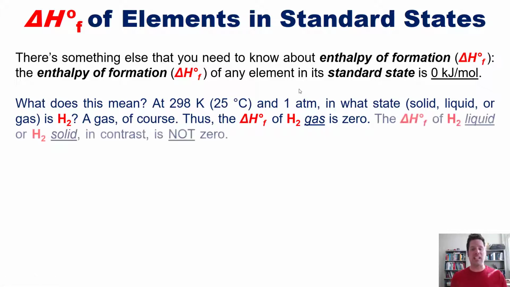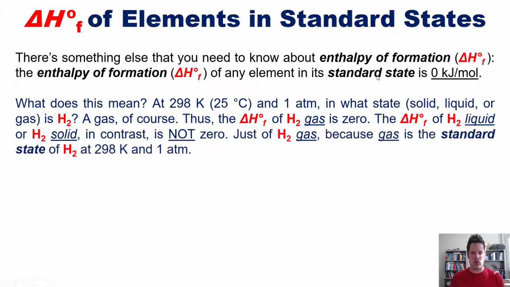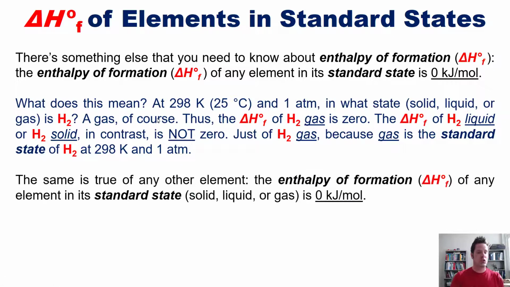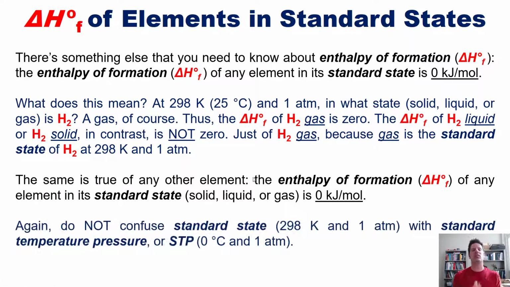Now, separately, the delta H of formation under standard conditions of H2 liquid or H2 solid is not 0. This is true just of H2 gas, because gas is the standard state of H2 at 298 kelvins, around room temperature, and 1 atmosphere. The same is true of any other element. The enthalpy of formation, or delta H sub F, at standard conditions of any of these elements in their standard state, solid, liquid, or gas, is 0 kJ per mole. Now again, please do not confuse standard state, 298 kelvins and 1 atmosphere, with standard temperature and pressure, or STP, which is 0 degrees Celsius and 1 atmosphere, that I talk about in a later video.